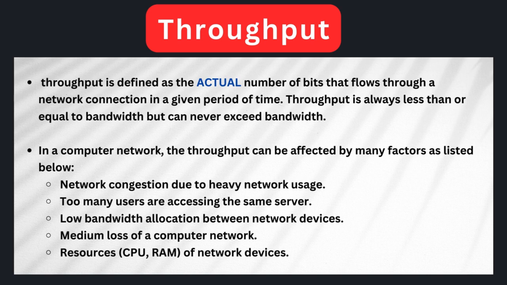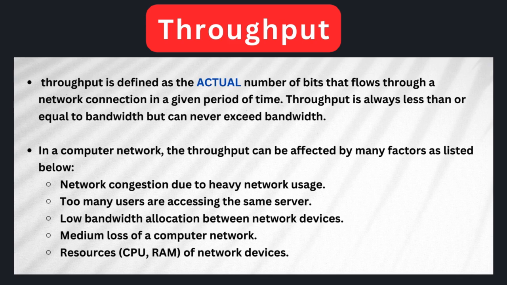Next network metric is throughput. Throughput is defined as the actual number of bits that flows through a network connection in a given period of time. Same as bandwidth, it's the number of bits that can flow through a network in a given time, but in throughput, it's the actual number of bits that flow through a network connection in a given period of time. So throughput is always less than or equal to bandwidth, but can never exceed the bandwidth. See, I have highlighted the word actual in the note.